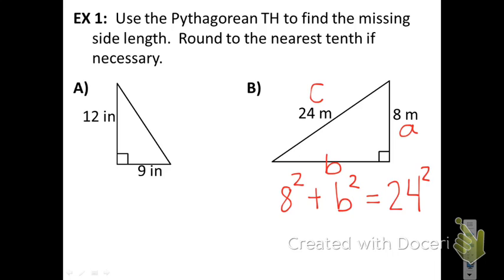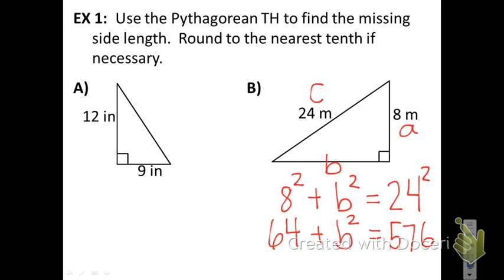Okay, so what's 8 squared? You got your calculators. 8 times 8 is 64. Plus B squared equals 24 squared. What's 24 squared? 576.